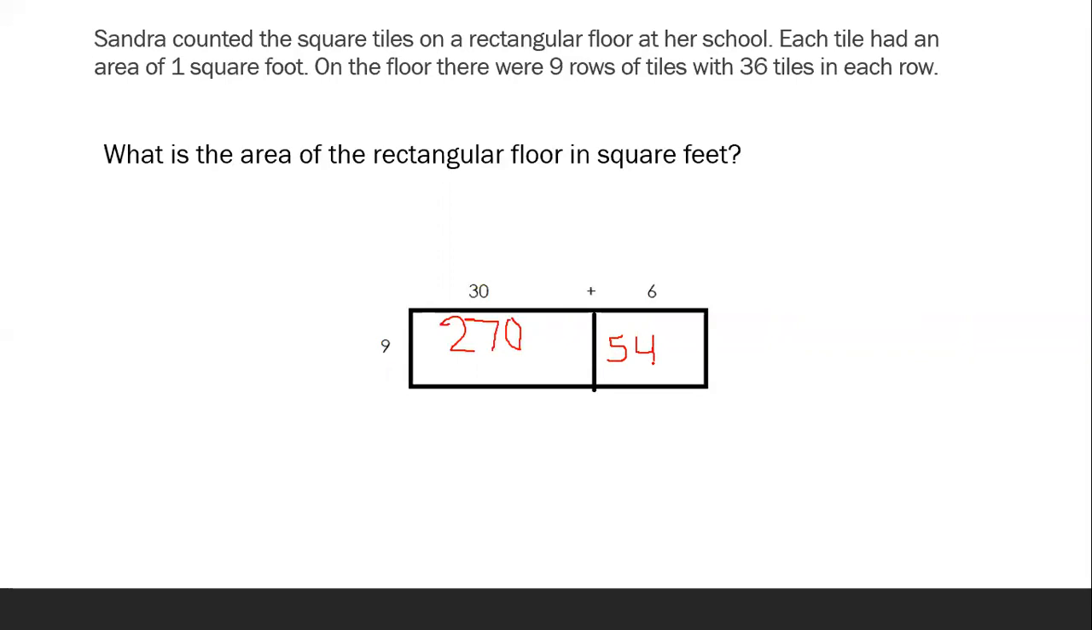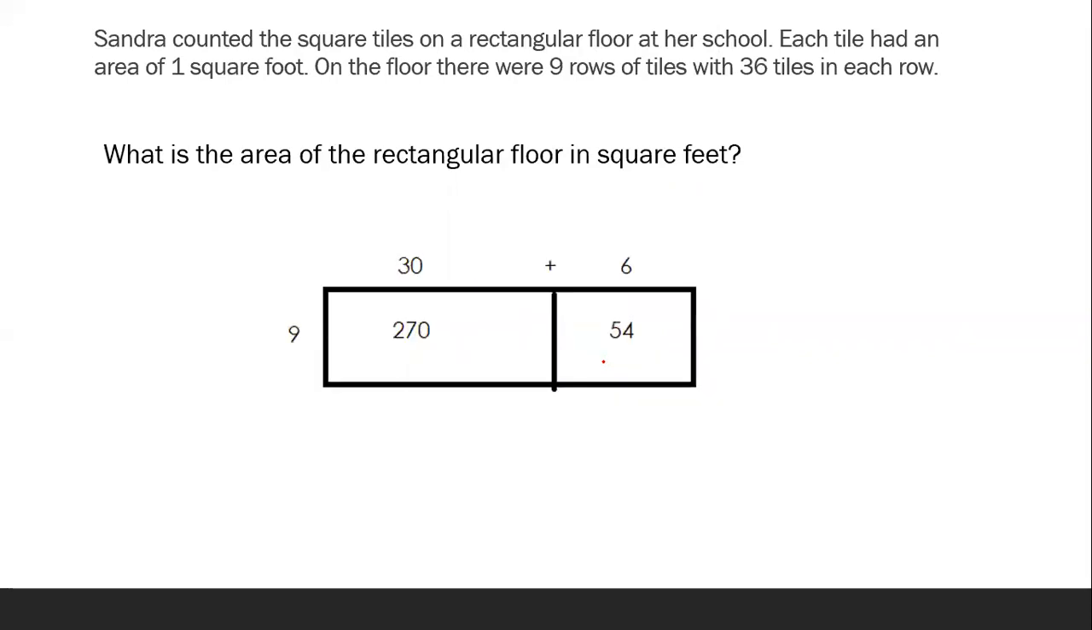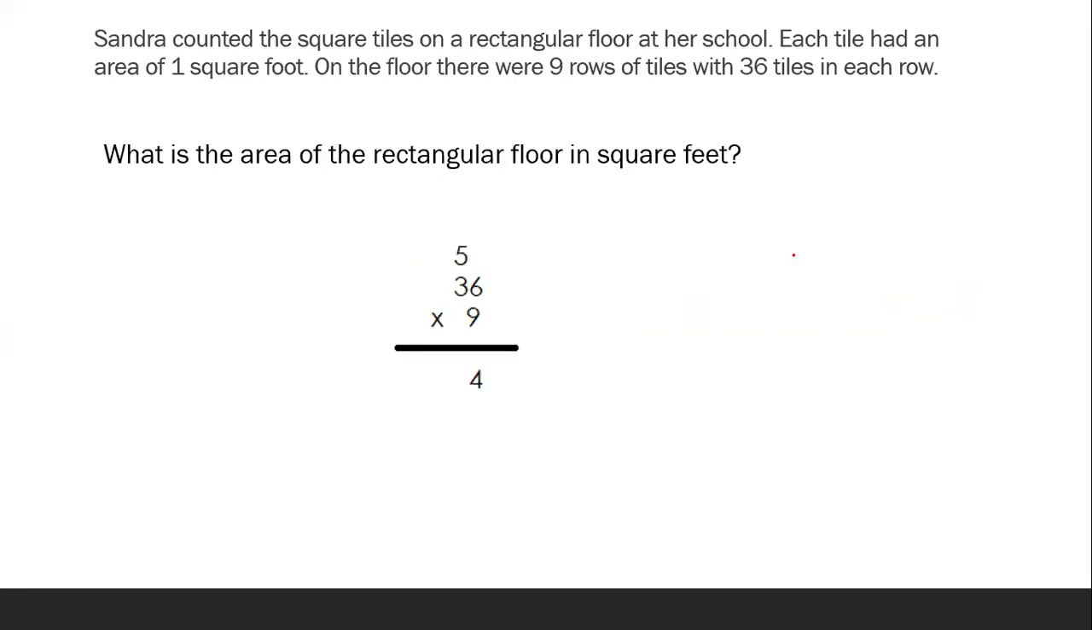Excellent. Now that we've got our two answers in there, we're going to add those together. We're going to bring that plus sign down with the 30 plus 6, and we're going to add 270 plus 54, just like so. If we do our math, 0 plus 4 is 4, 7 plus 5 is 12. We carry our 1, always, guys, remember that, into our hundreds place, and 1 plus 2 is 3. So our answer is 324.